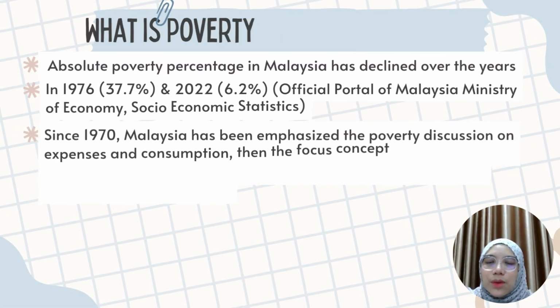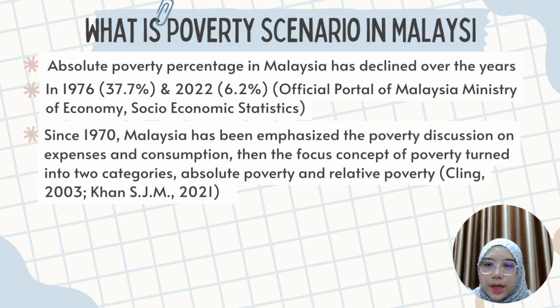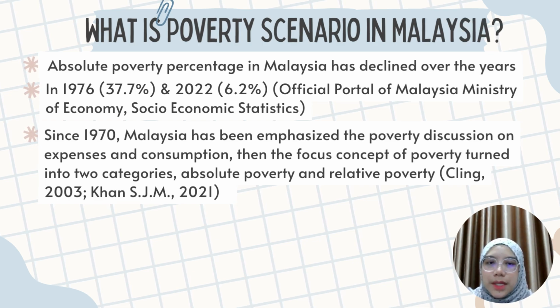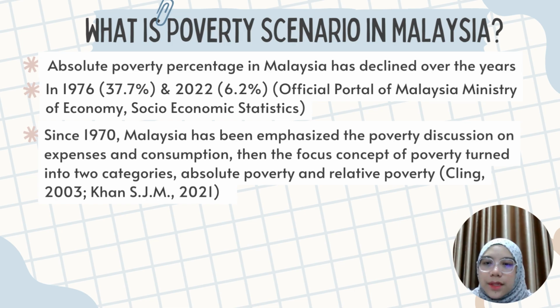And then let us see what the poverty scenario in Malaysia is. Currently, the absolute poverty percentage in Malaysia has declined over the years. For example, in 1976 the percentage was 37.7%, and in 2022 the percentage is 6.2%. We can see the huge improvement, and I can say it's a good indicator. So, since 1970, Malaysia has emphasized the poverty discussion on expenses and consumption, but then the focus of the concept of poverty turned into two categories, absolute poverty and relative poverty.